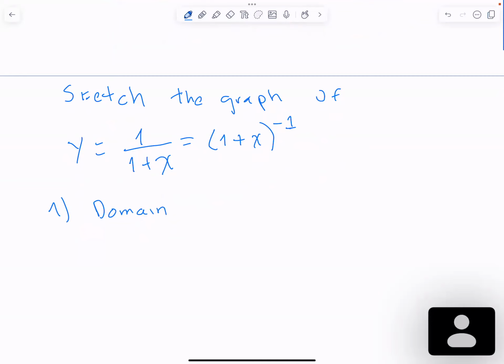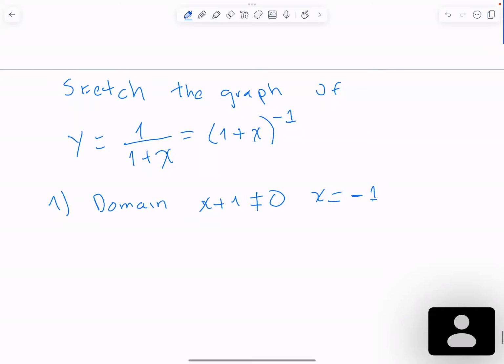This function is a fraction. There's no square root, there's no log, there's no even root. The only problem you see in the function is the denominator, which is x plus 1, which has to be different from 0. I mean, x has to be different from negative 1. Now, because the denominator is 0 at negative 1, as x gets closer to negative 1, the function is going to go to infinity.